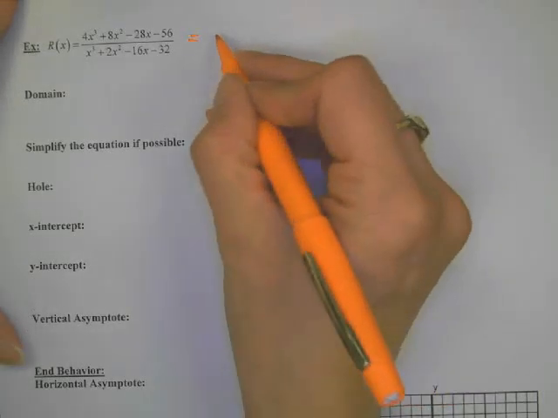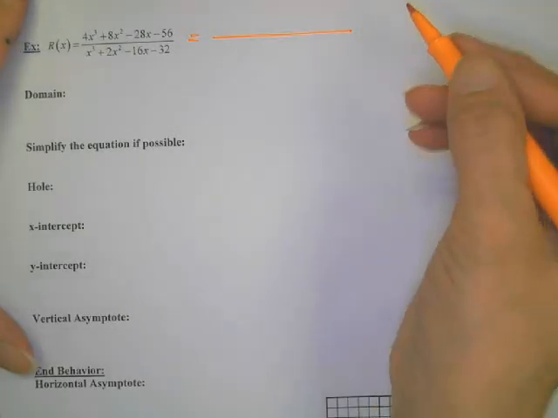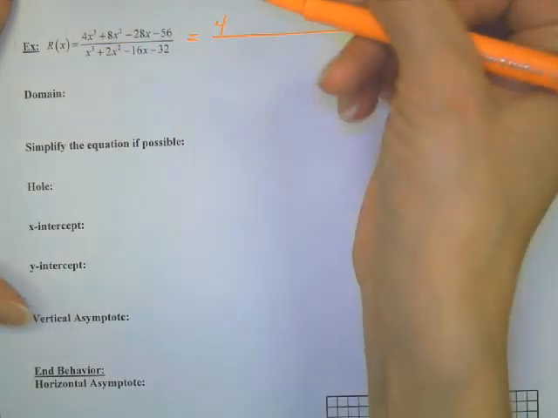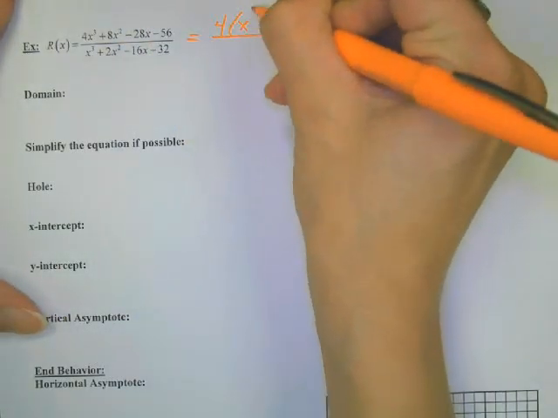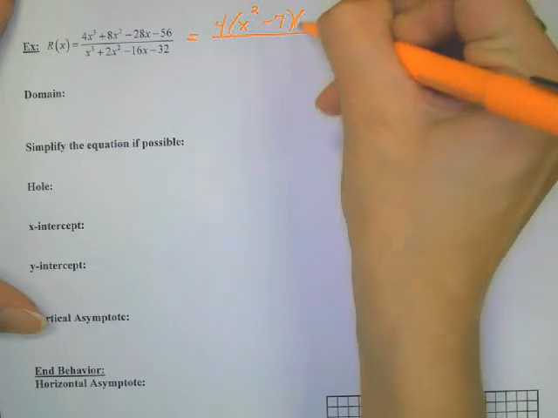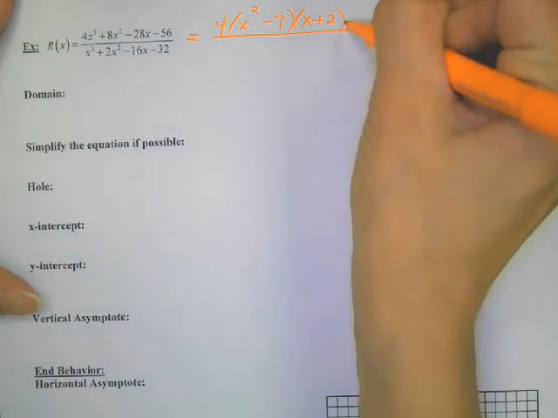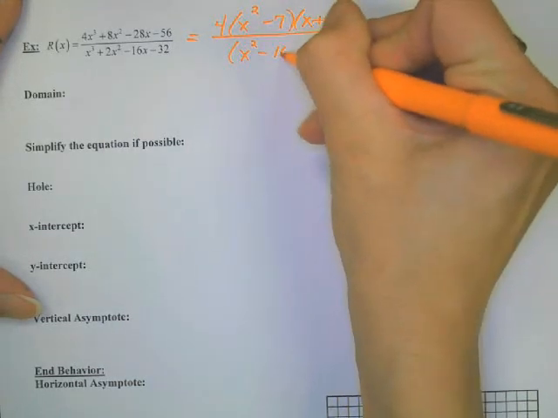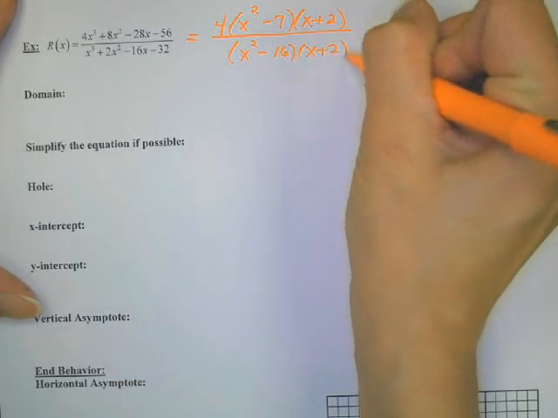All right, let's take a look at this here. At some point, you probably should have taken out a 4. If you didn't do it first, then you'll have to do it later. We have x squared minus 7 and x plus 2. The denominator factored also into x squared minus 16 and x plus 2.